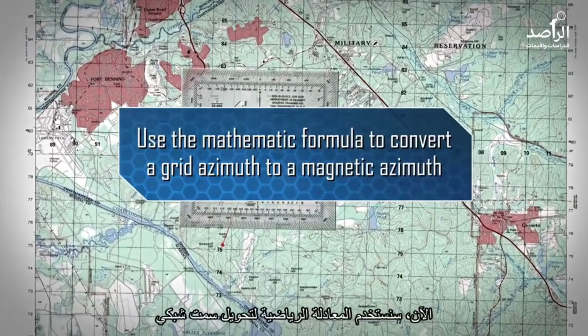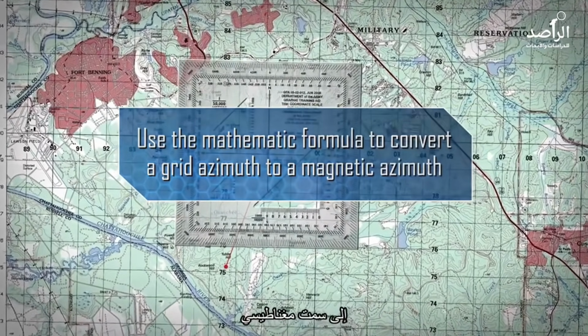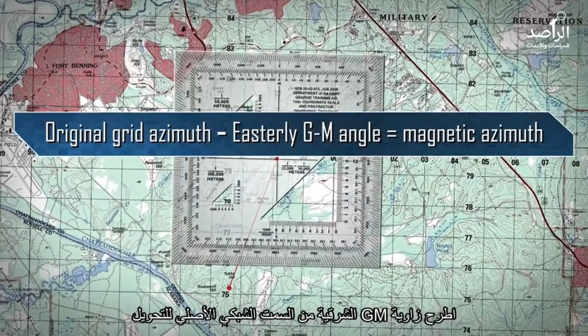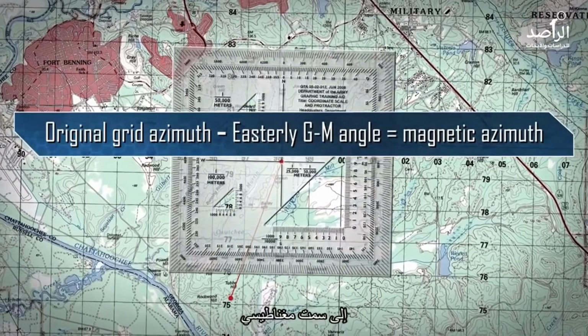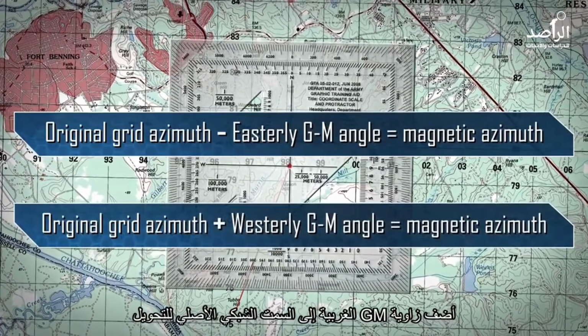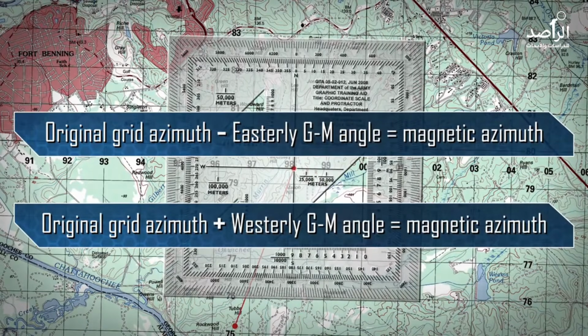Now, we're going to use the mathematic formula to convert a grid azimuth to a magnetic azimuth. Subtract an easterly GM angle from the original grid azimuth to convert to a magnetic azimuth. Add a westerly GM angle to the original grid azimuth to convert to a magnetic azimuth.